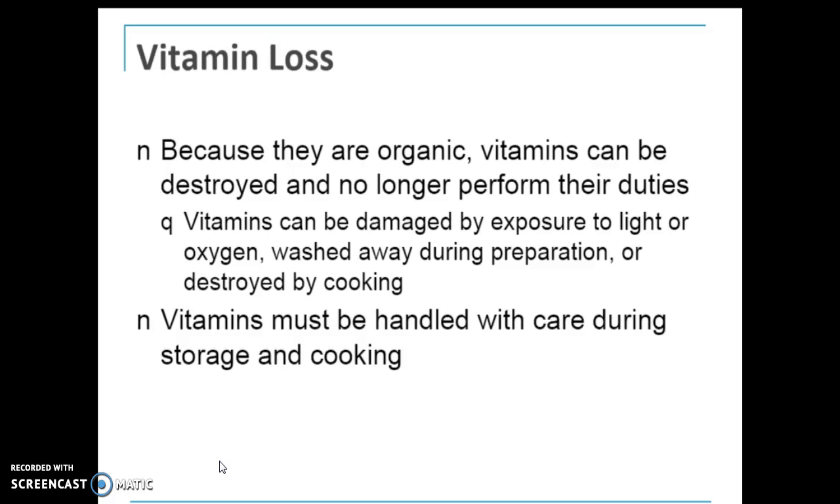Because they're organic, as I mentioned, which means they contain carbon, they're not like minerals that are as small as elements. Vitamins can be destroyed and no longer perform their duty. They could be damaged by exposure to light or oxygen, washed away during preparation, or destroyed by cooking. So vitamins really need to be handled with care during storage and cooking in order to actually get all those vitamins that they're said to contain in different foods.